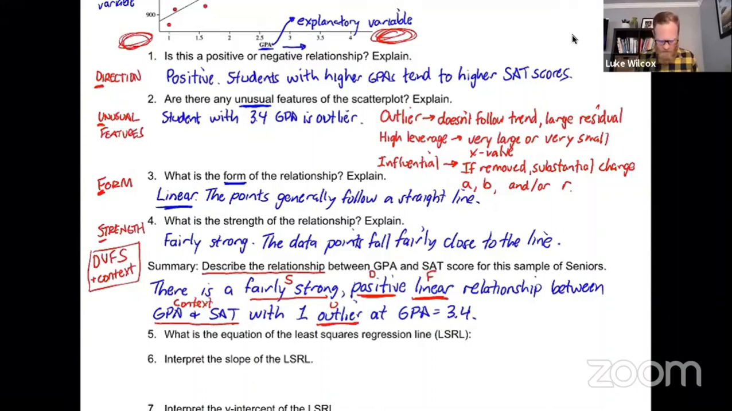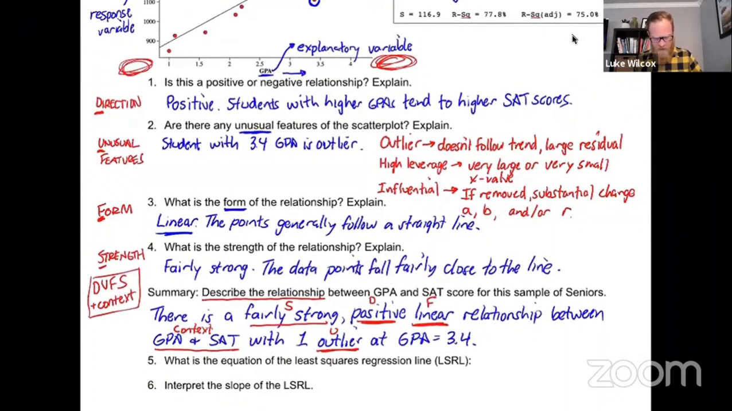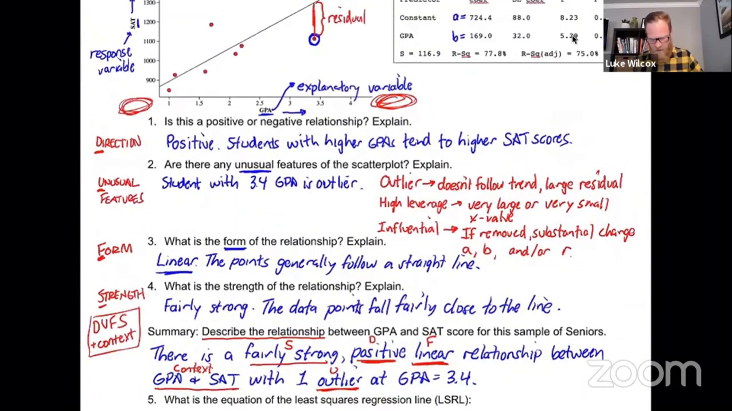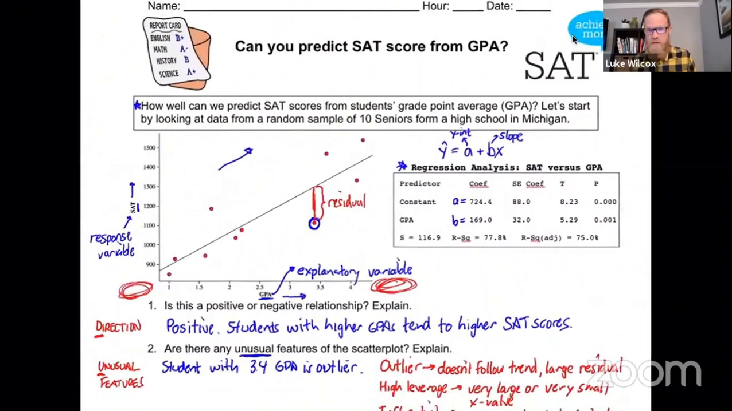Okay, let's go ahead and move on to number 5. Now for number 5, the equation of the least squares regression line, we need the numbers from the computer output, and really these are the 2 numbers that we need, the y-intercept and the slope.